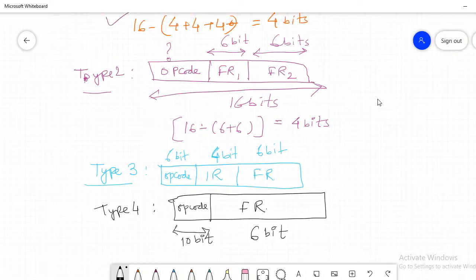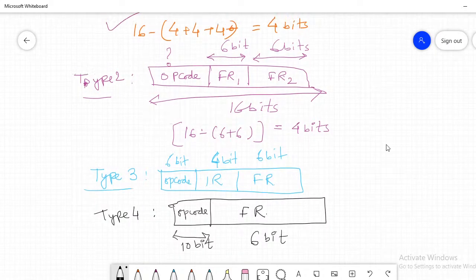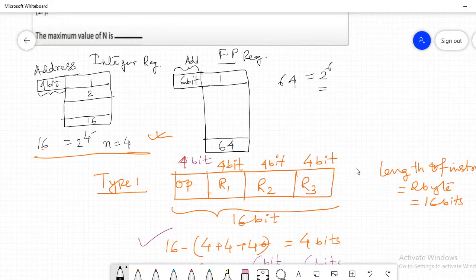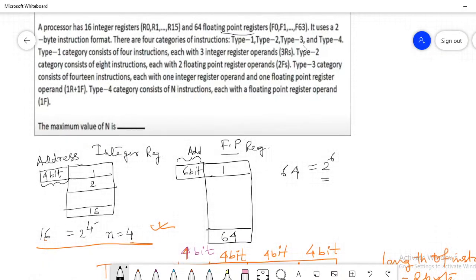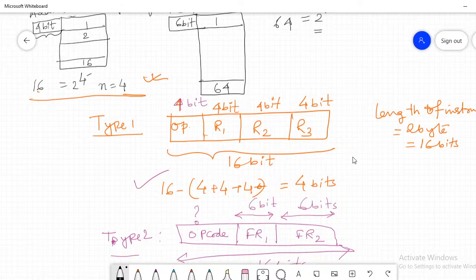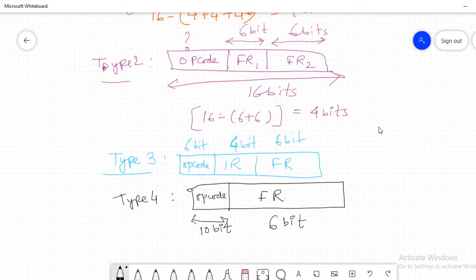Now how many instructions are there for each of the cases? You can check. For type 1 you have 4 instructions. Type 2 you have 8 instructions. Type 3 you have 14 instructions, and type 4 you have n instructions. So I will be writing here just for the sake of remembering.